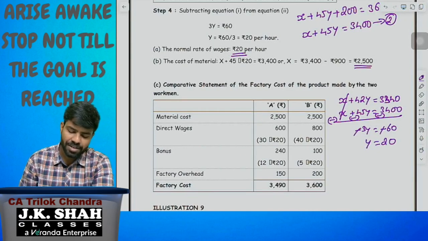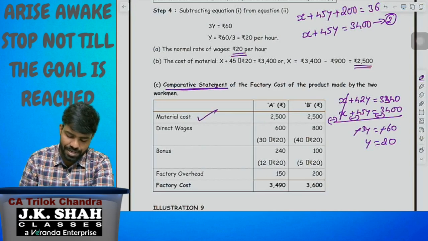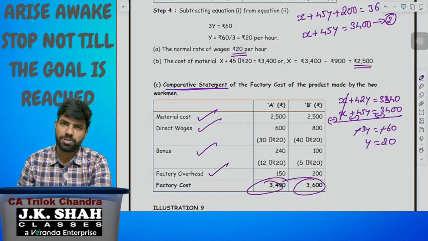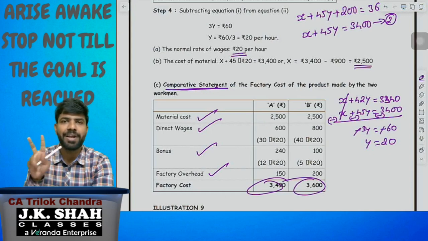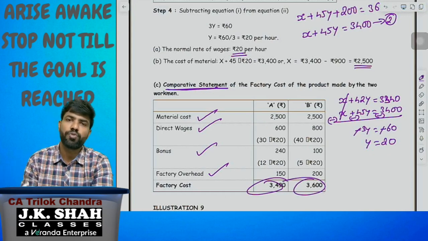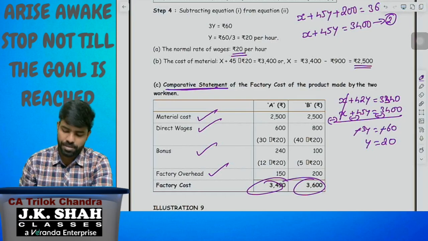If you look at the third requirement, they ask to prepare a comparative statement. We write material, wages, bonus, factory overheads, and then the factory cost. It is a very simple question if you understand. Two values are missing, material and wage rate. Take material as X and wage rate as Y, form the two equations, solve the equations, and we get the solution. Clear? Next.